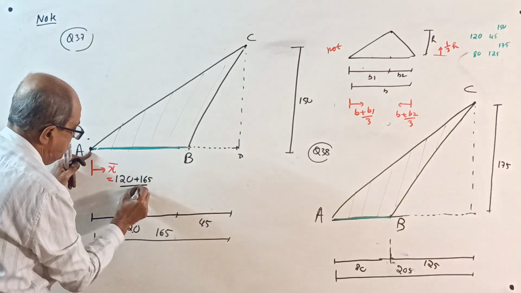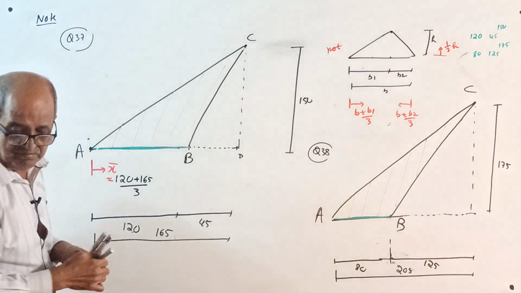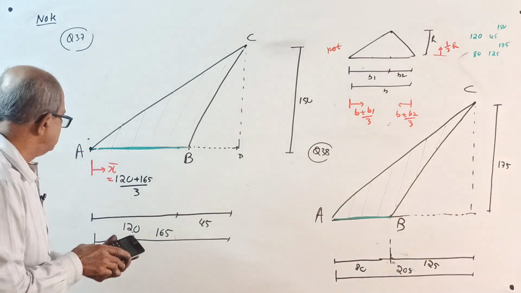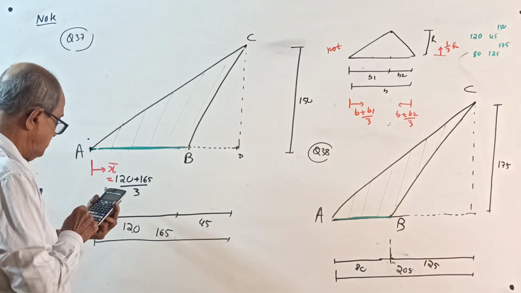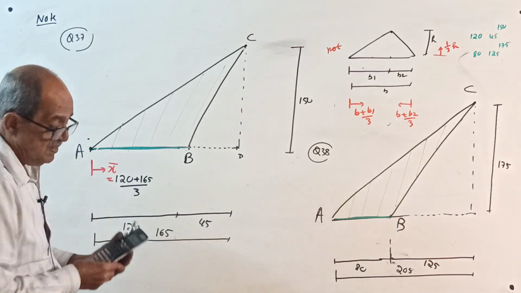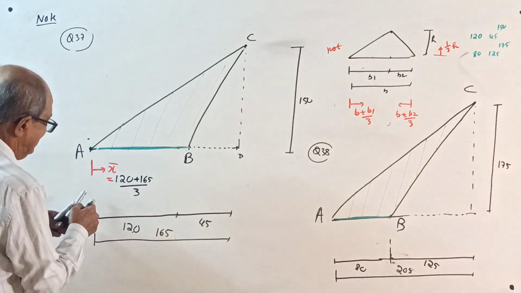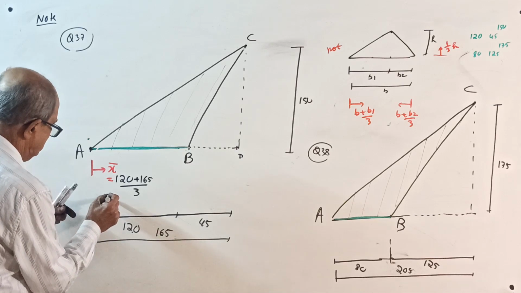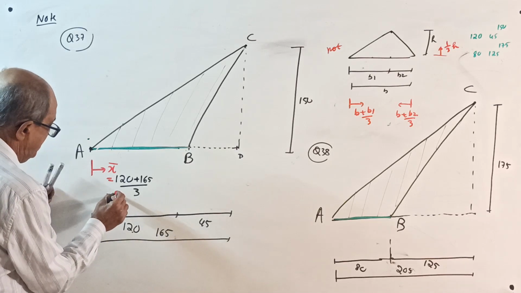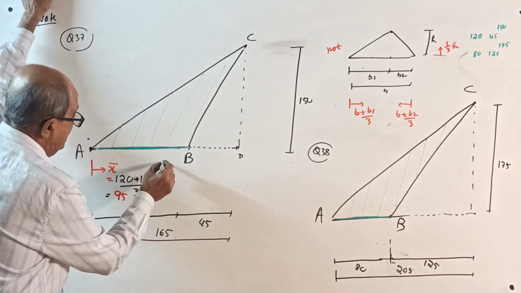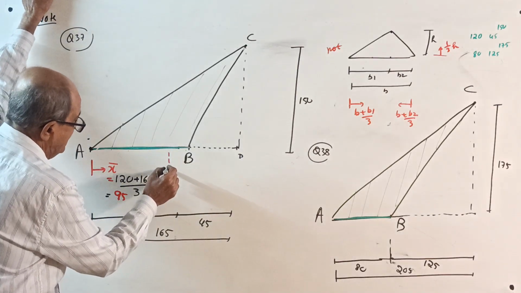165 divided by 3. Calculate. Why calculate? It is the same answer. 120 plus 165 divided by 3 is 95. So x bar is equal to 95. So this is 120, and 95 means it will come somewhere here.